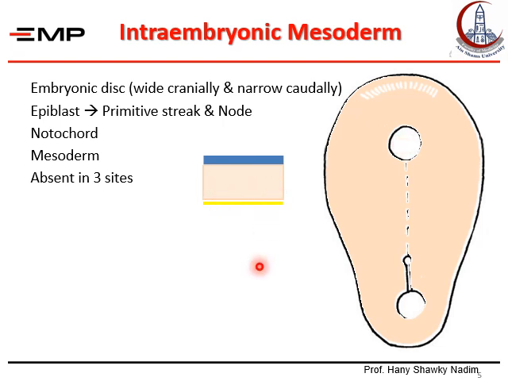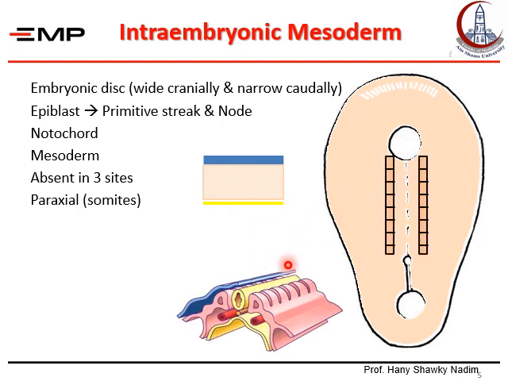This mesoderm becomes differentiated. On each side of the midline, it is divided into 3 parts. Paraxial mesoderm, which is divided into somites, followed by intermediate cell mass or nephrogenic cord, which gives the kidneys and genital system.